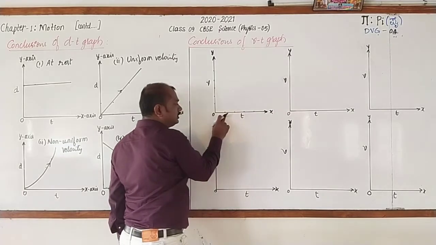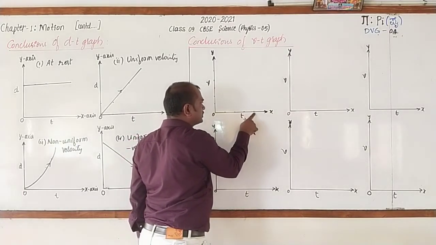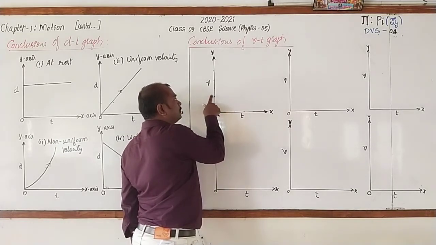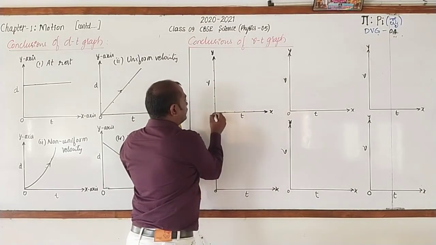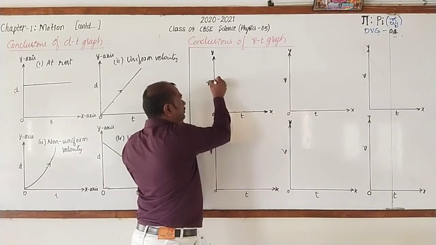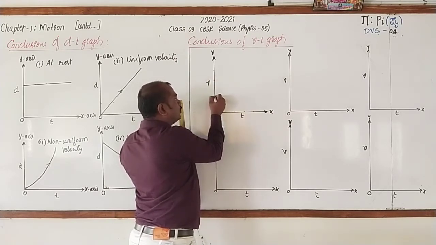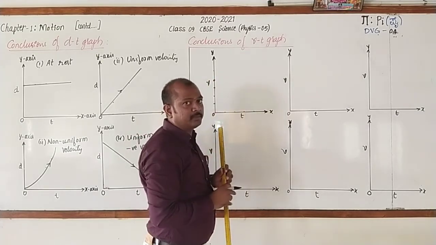You can call each point as 1 unit. This is 1 second, 2 second, 3 second, 4 second. Here 2 meter per second, here 4 meter, 6, 8, 10, like that. Now at 0 time, the body is moving with some velocity. See the 2, 4, 6, 8. The speed of the body is 8 meter per second.